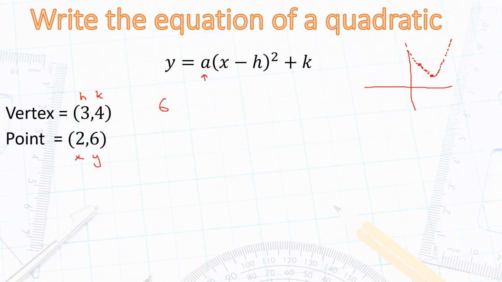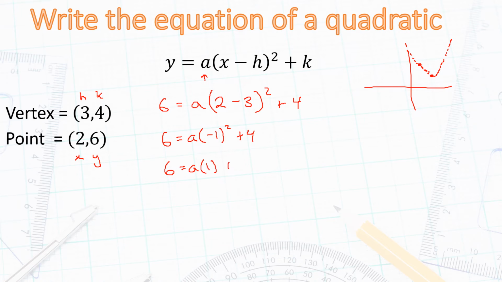So sub in 6 is equal to, we're going to leave a where it is, x is 2, h is 3, and k is 4. So then I've got 6 equals a times 2 minus 3 is -1 squared plus 4. -1 squared is 1. So we're going to 6 equals a times 1 plus 4. Subtract 4 from both sides to get a on its own. 2 is equal to 1 times a, which is just a. So a is 2. Now I'm not done.